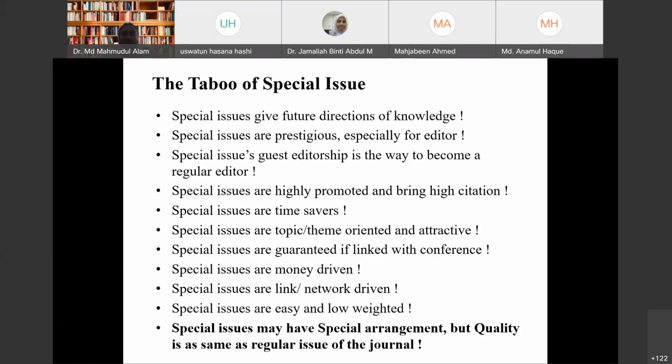And in some cases, special issues are money driven, and this is true. Many journals, even top journals with high impact factors, take special issues with money. You need to pay lots of money. The editor pays lots of money, and guest editors also collect money from the other authors. This is informal, but everybody knows it, and publishers know it. Publishers allow it because this encourages editors to work, because the publisher's job is to bring more articles and more publications, so they can sell more.